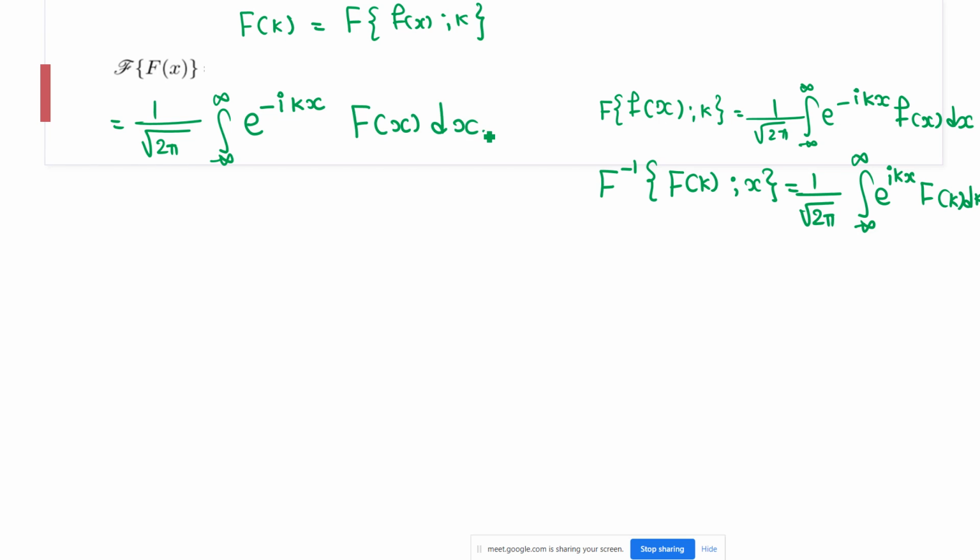Okay. Now what could this be? The only data that we have with us is my capital F of x is nothing but Fourier of small f of x. F of k is Fourier of small f of x. We have both the definitions with us on the screen. Now what should I do?